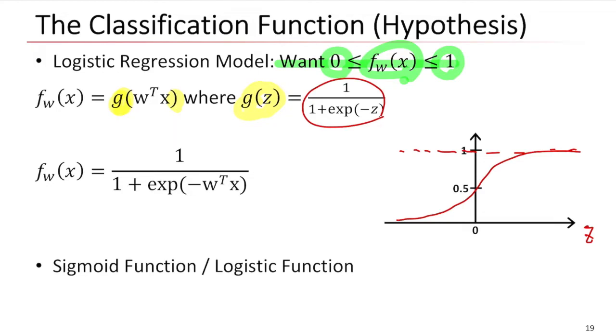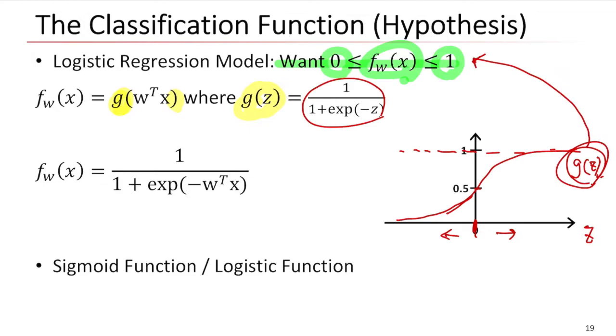Okay, let's see the example. Yeah, this should be z. What does that mean? If we have a z value larger than 0, the output of g of z should be larger than 0.5. But if z is negative, g of z should be less than 0.5. So using this function, we can satisfy this constraint.